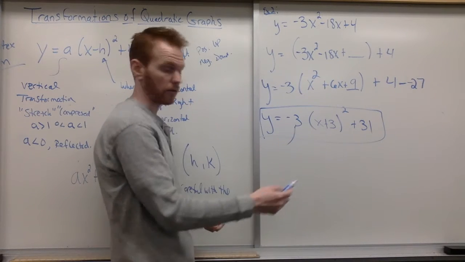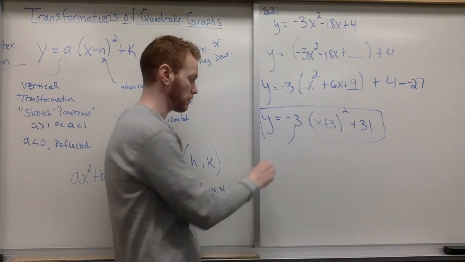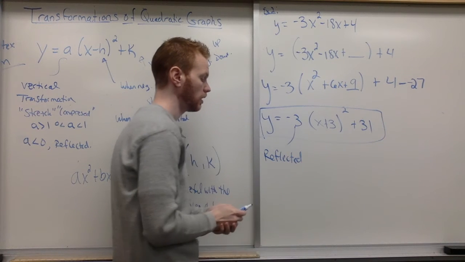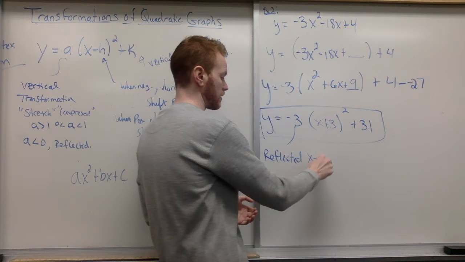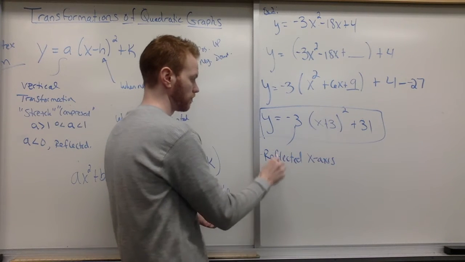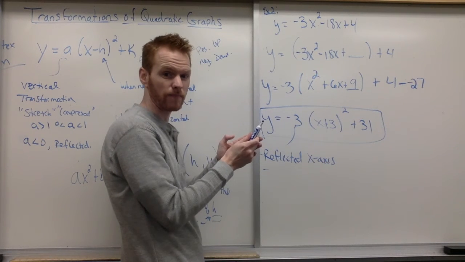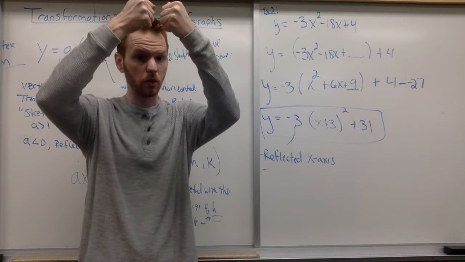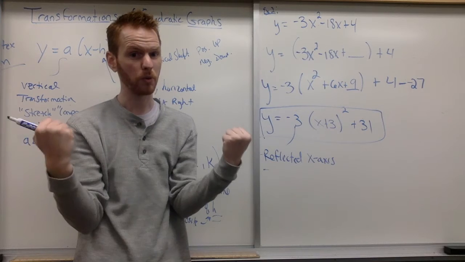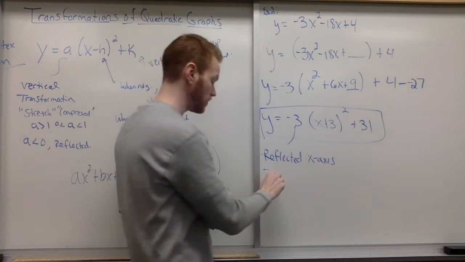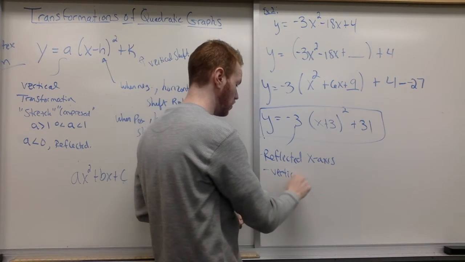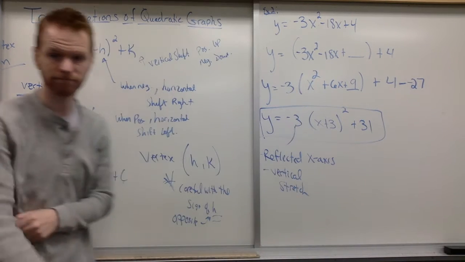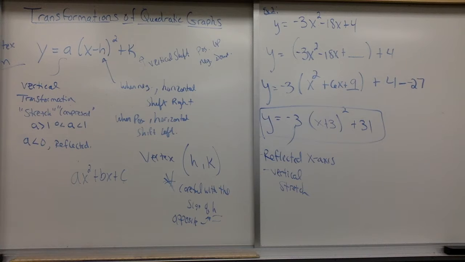Well, let's take a look at the -3. The negative part means it's going to be reflected over the x-axis. It's also, but that 3, is it going to be vertically stretched or is it going to be vertically compressed? Well, with a 3, it's going to rise a lot quicker. So technically, it's going to be what? A vertical stretch.